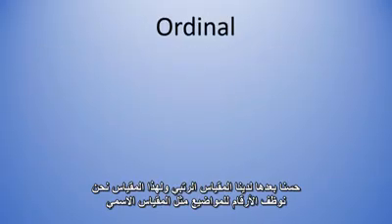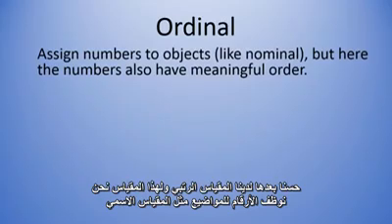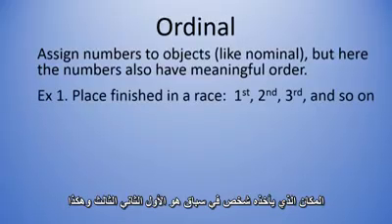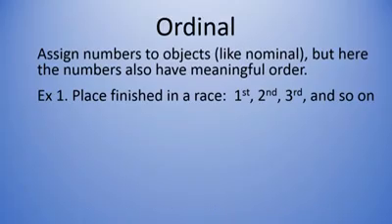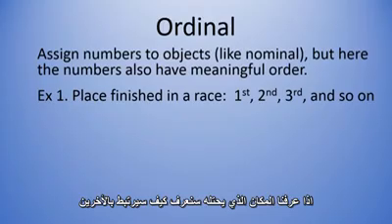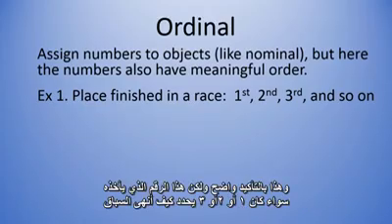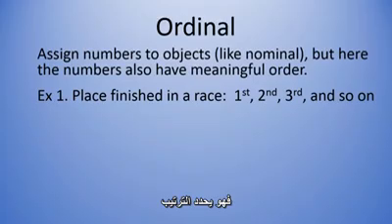Next we have ordinal. For ordinal, we assign numbers to objects just like nominal, but here the numbers also have meaningful order. For example, the place someone finishes in a race: first, second, third, and so on. If we know the place that they finished, we know how they did relative to others. The first place person did better than second, second did better than third, and so on, of course. That's obvious. But that number they're assigned, 1, 2, or 3, indicates how they finished in a race, so it indicates order.